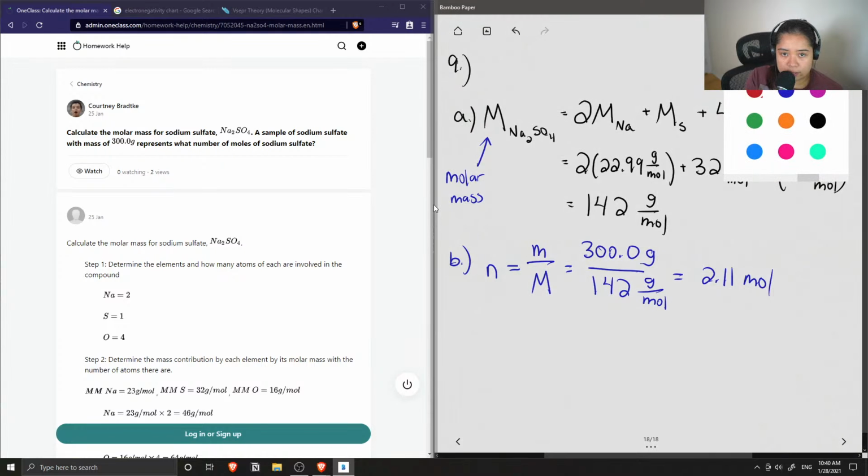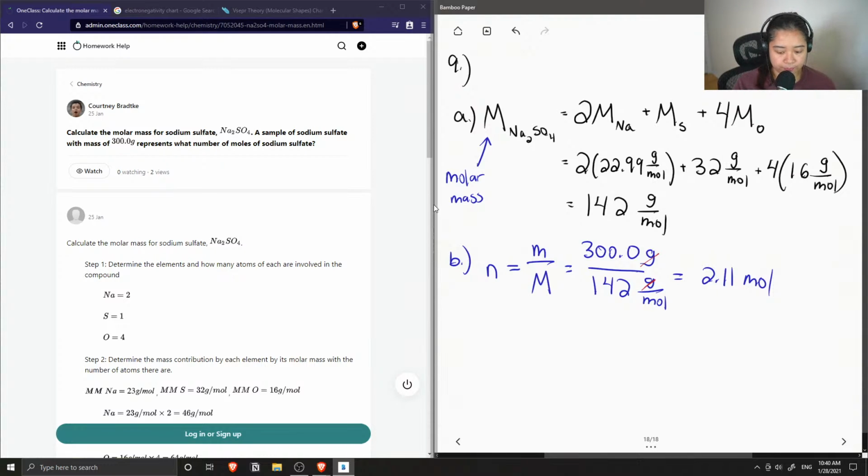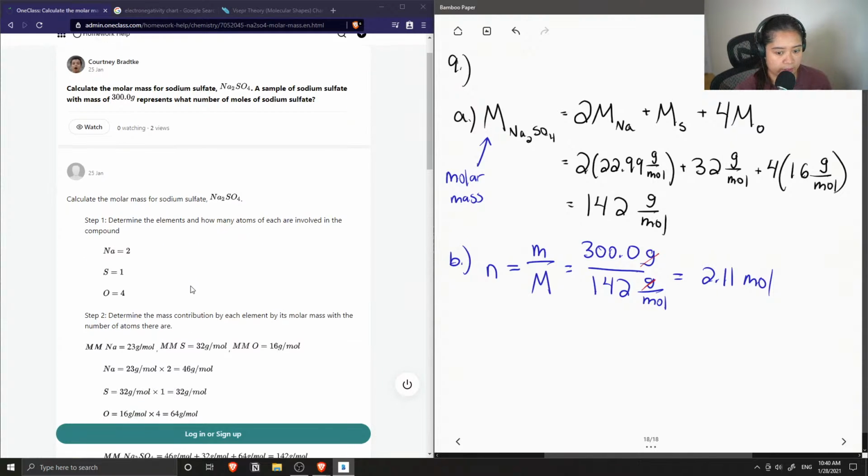You'll notice that when we divide mass by molar mass, our grams will cancel out and our moles becomes our unit. Okay, so now let's see what the junior tutor said.